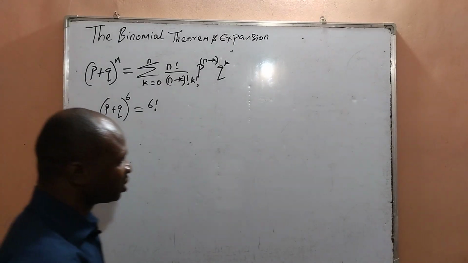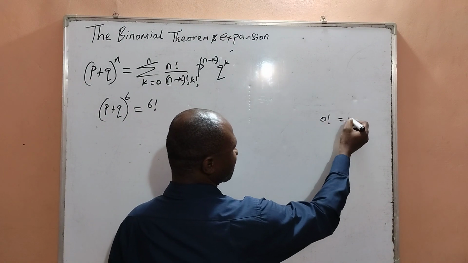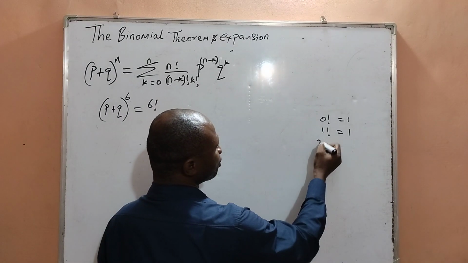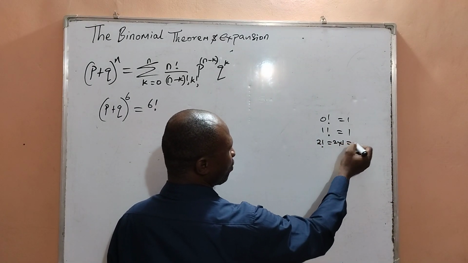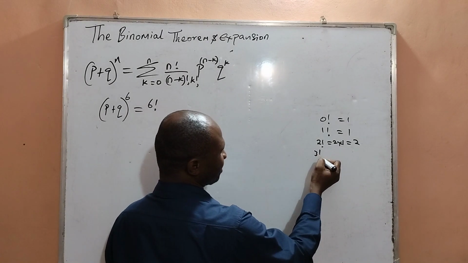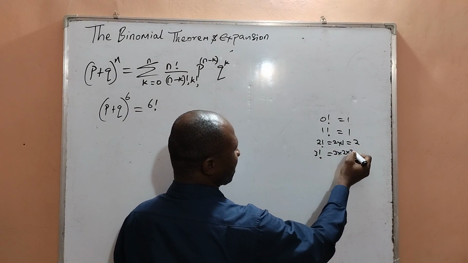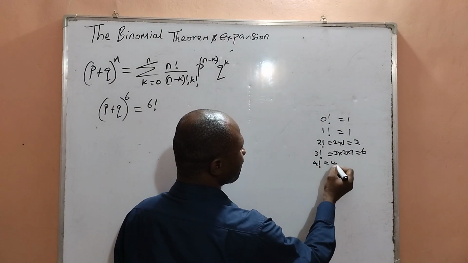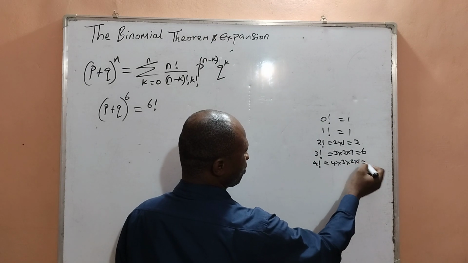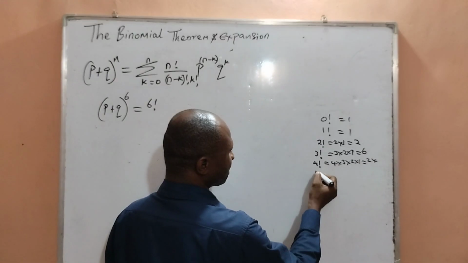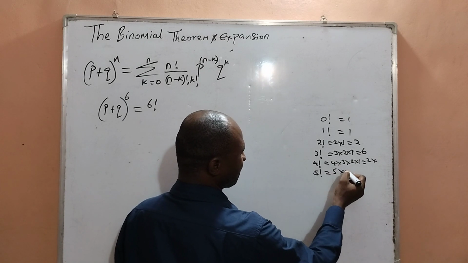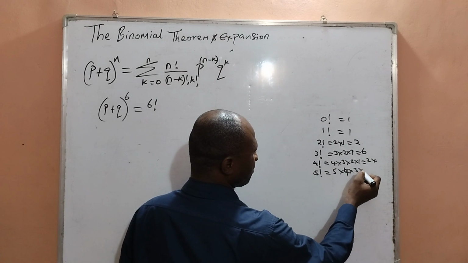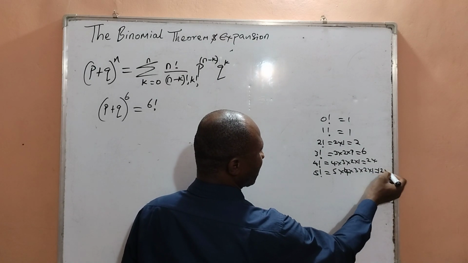But before I continue, look at this. Be reminded that 0 factorial is equal to 1, and 1 factorial is equal to 1. Also, 2 factorial is equal to 2 multiplied by 1, which is 2. Then 3 factorial is equal to 3 multiplied by 2 multiplied by 1, which is equal to 6. 4 factorial is equal to 4 multiplied by 3 multiplied by 2 multiplied by 1, and that is equal to 24. Then 5 factorial is equal to 5 multiplied by 4, multiplied by 3, multiplied by 2, multiplied by 1, which is 120.